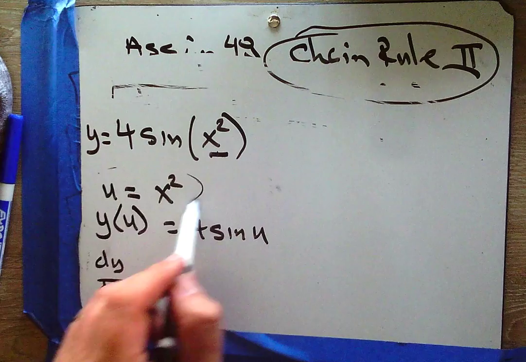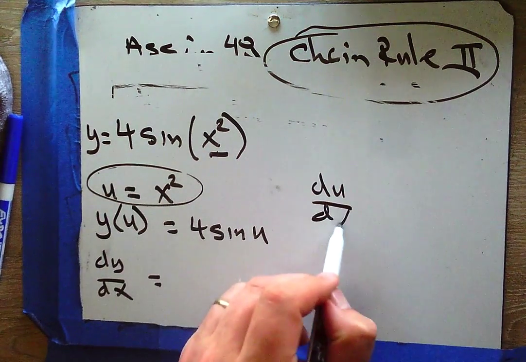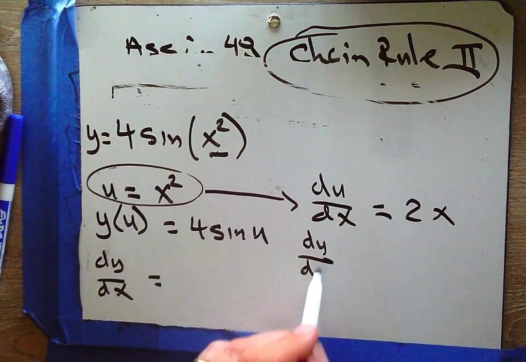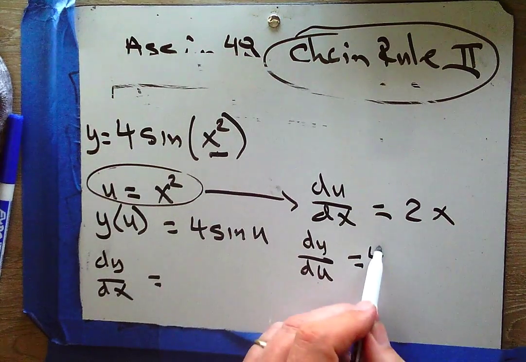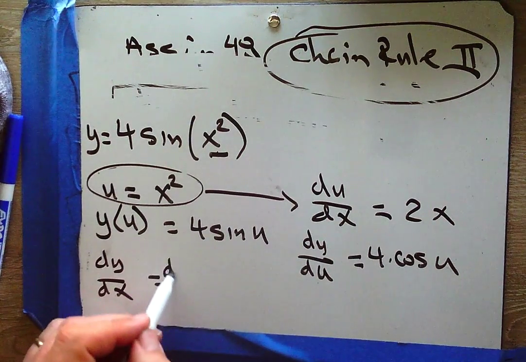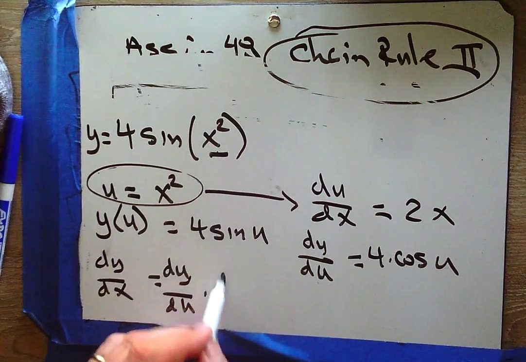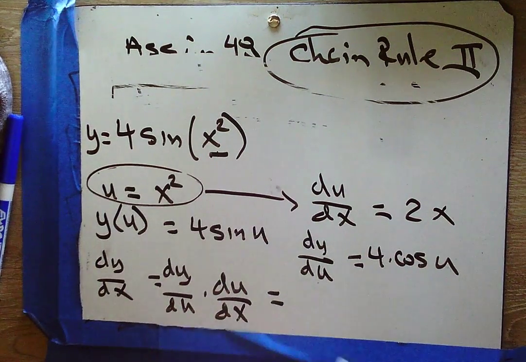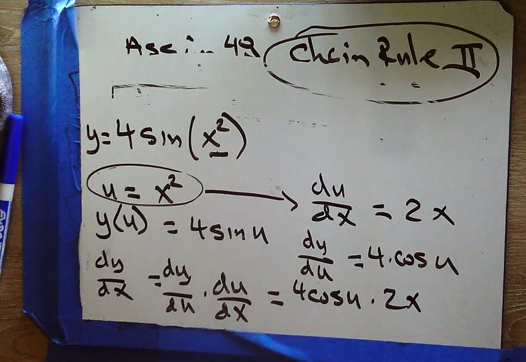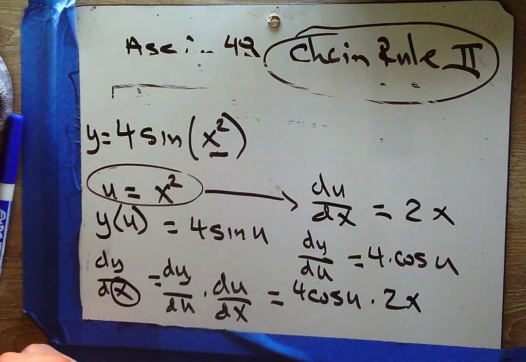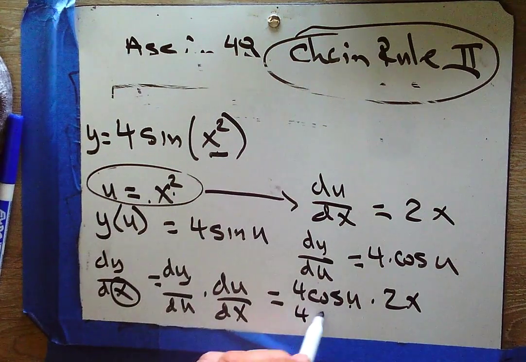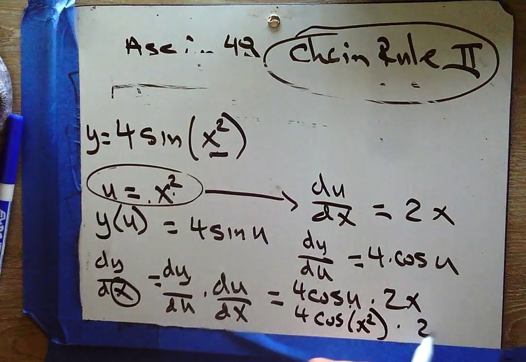Welcome back. So here, I'm thinking that du dx is going to be 2x. And here, I'm thinking that dy du is going to be the derivative of this, 4 cosine u. So if I want dy dx, I know that's going to be dy du times du dx. And in our problem, that's going to be 4 cosine u times 2x. But wait, our answer is supposed to be only in terms of x's. We need to get rid of this u and replace with some x stuff. So 4 cosine x squared times 2x.